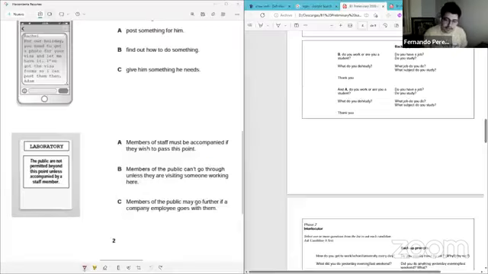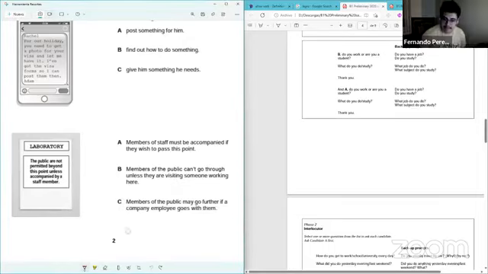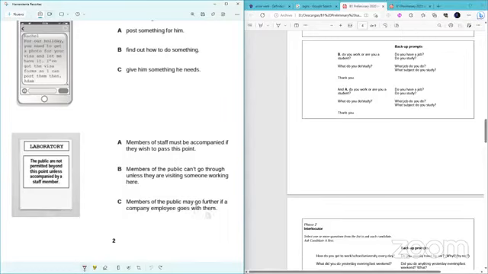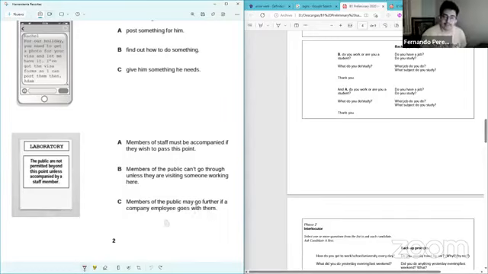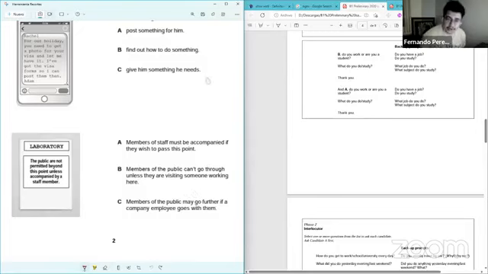So then the answer to number 3 is members of the public can't go through unless they are visiting someone working here. That's incorrect. We never speak about visits. And the only option is letter C. Yes. Members of the public. Exactly. Okay. Letter C. How do you know that?